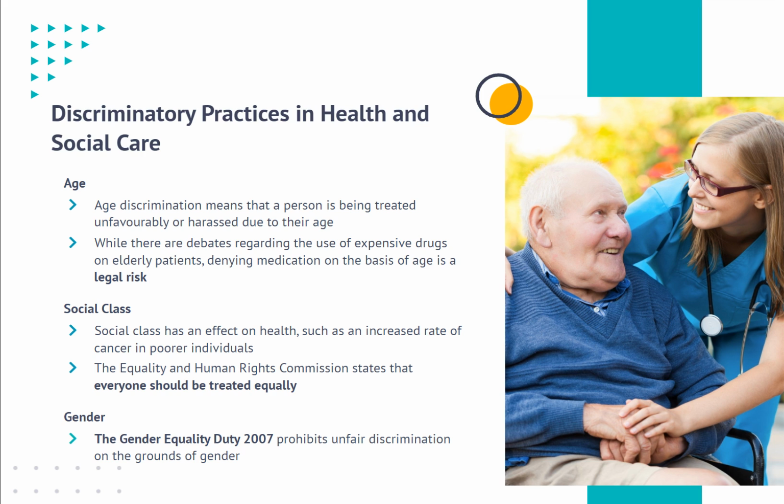Social class. Social class has an effect on health, such as an increased rate of cancer in poorer individuals. The Equality and Human Rights Commission states that everyone should be treated equally. Gender. The Gender Equality Duty 2007 prohibits unfair discrimination on the grounds of gender.